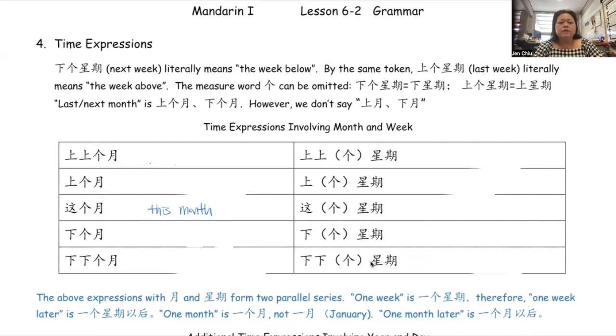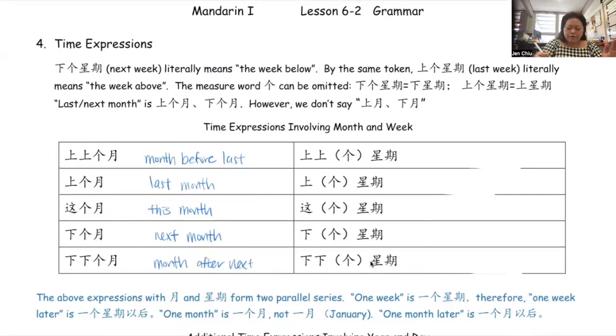This month is 这个月, okay? With respect to that, last month will be 上个月, and 下个月 will be next month, okay? If you want to go more, the month before last, you would go 上个月. The month after the next will be 下个月, right? Now with 星期 or 礼拜, with the week, the g is optional.